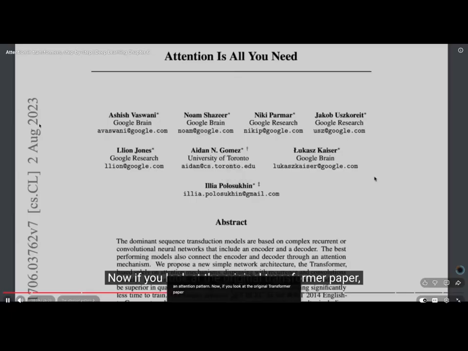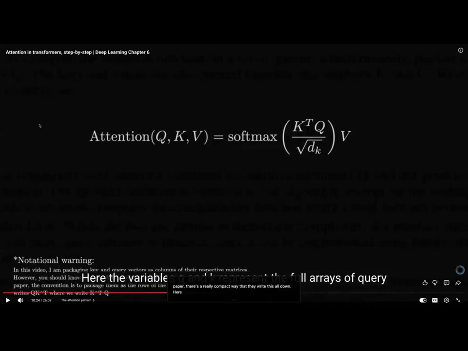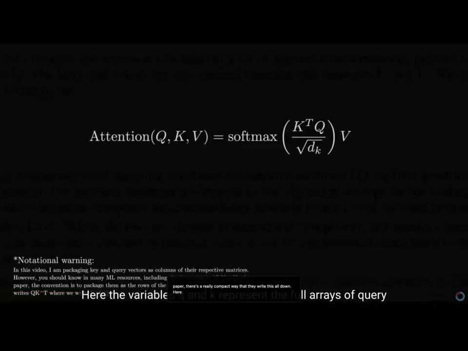In the original Transformer paper, there's a really compact way that they write this all down. So that's the equation. Now, with that animation, I hope you understand this equation much better. You can see that you have the Q and the K, divided by, well, normalized by the square root of dk, the dimension of K, and then go through softmax. That's the table we just saw.